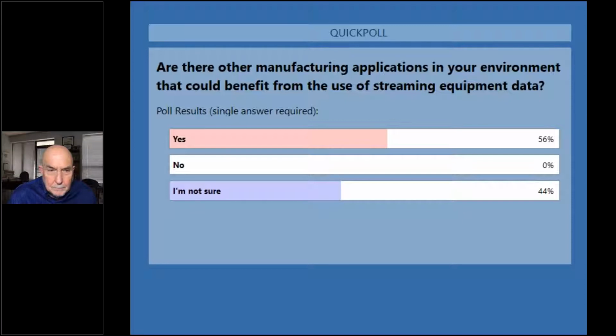Okay. Wow. Well, that's an interesting spectrum, and it's great to see that more than half of you have ideas for what to do with this. So that's great validation that we're onto something that's useful. And the I'm not sure is I think equally good. This will hopefully cause you to be thinking about that.